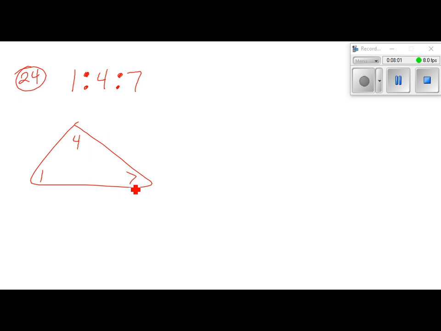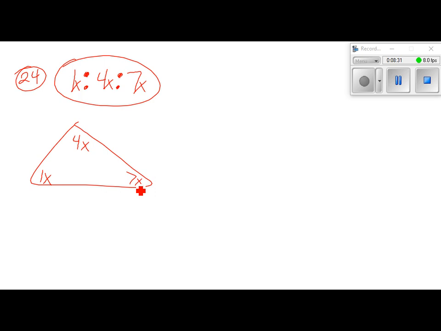What do we say you've got to do every time you see that? Put a variable with it. So remember this, every time you see a ratio, this extended ratio, put a variable with each one. So instead of this angle just being 1, it's 1x. Instead of this angle being 4, it's 4x. This angle being 7, it's 7x.